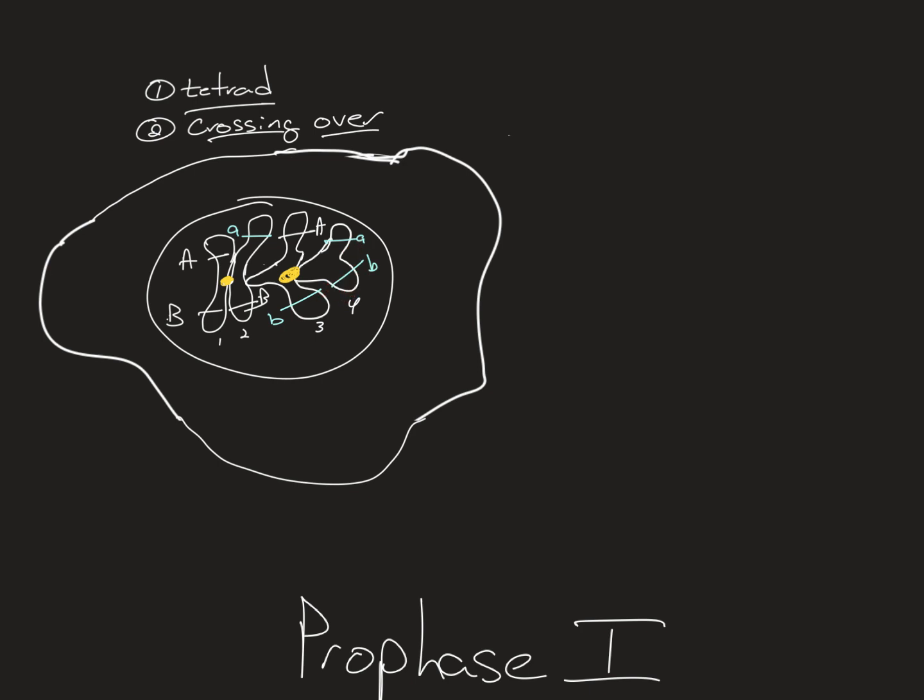Before you only had 2 different copies of 2 different options, big A, big B, or little a, little b. That's the only options you had. Now you have 4 different options. Big A, big B, little a, little b, big A, little b, and little a, little b. Very important.